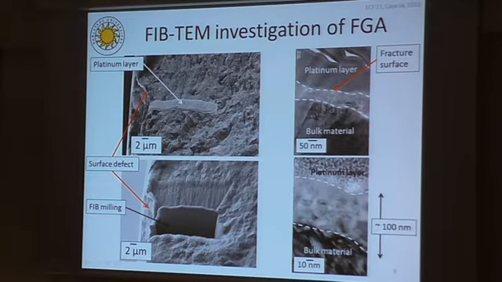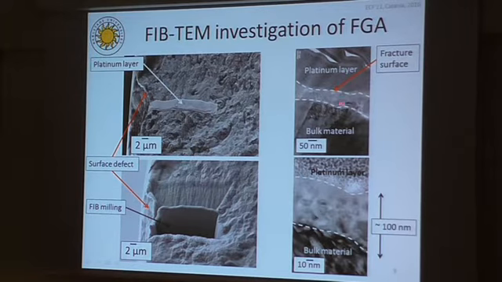we made use of the focused ion beam milling technique to extract a lamella from the fine granular area. For this purpose, a platinum layer was deposited on the fracture surface, and the surrounding material was dug out, and then the lamella was extracted and polished using gallium ions for it to be viewed in the transmission electron microscope.